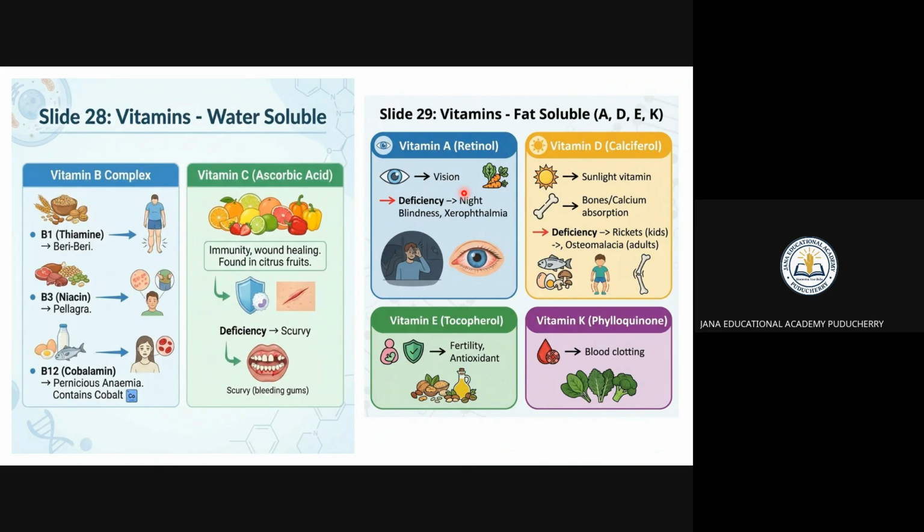Vitamin A is for the retinol. For the eye, it is very important. You have to eat carrots, right? The deficiency leads to night blindness. You have to remember this one. For vitamin A deficiency, night blindness and xerophthalmia happen. Vitamin C deficiency causes scurvy, right? This scurvy is nothing but bleeding gums from the teeth, right? It is happening. You have to remember that one.